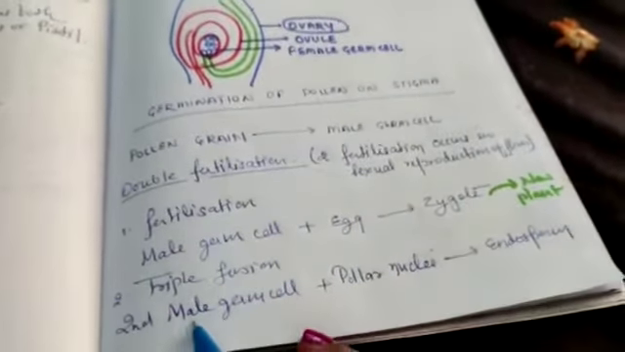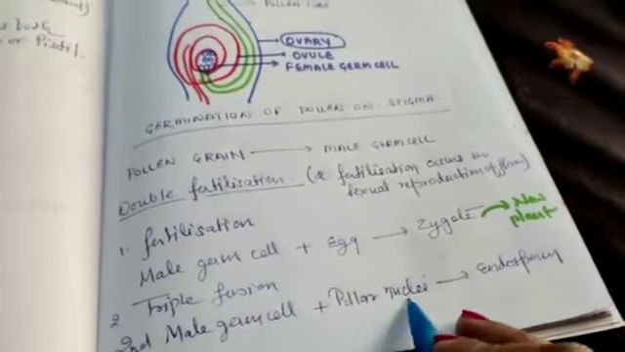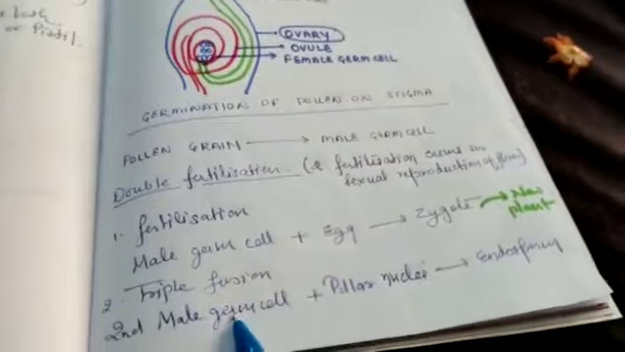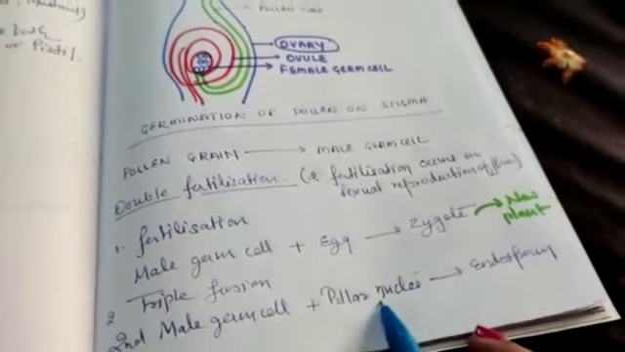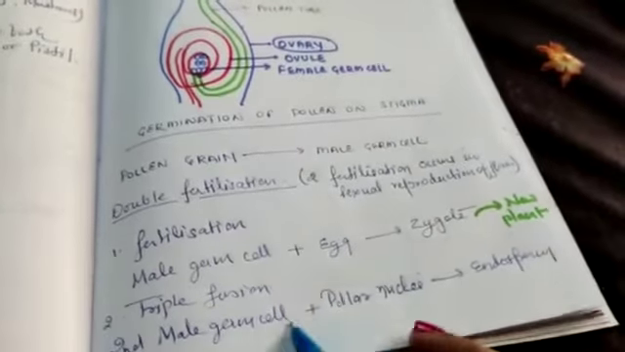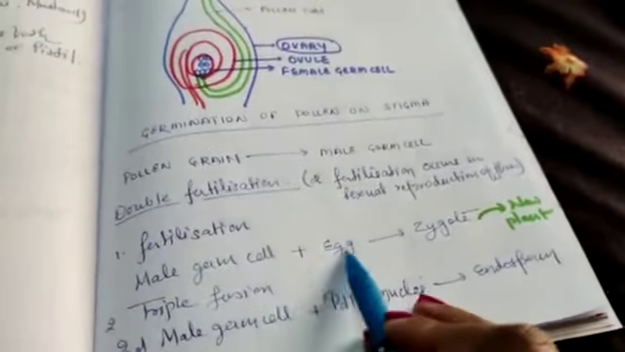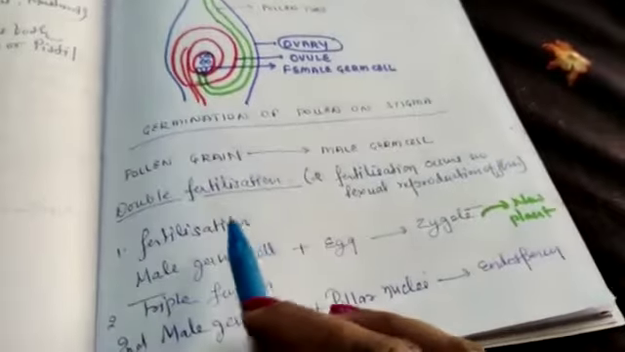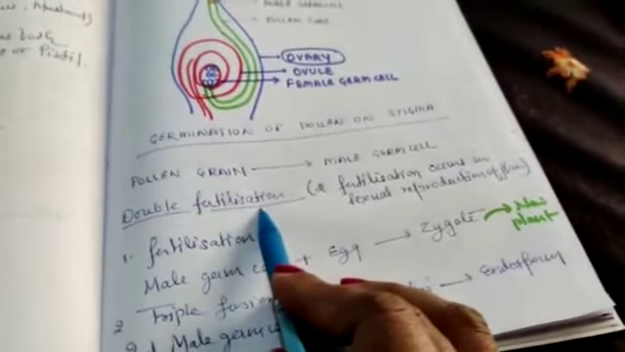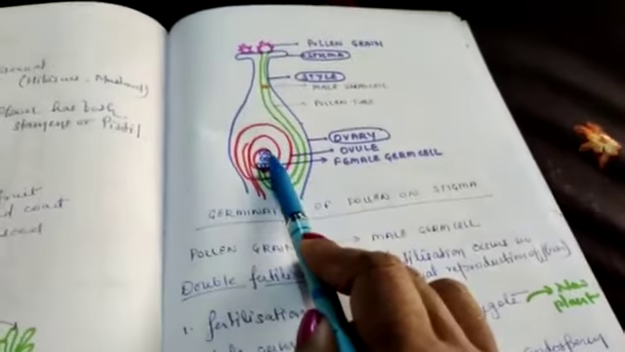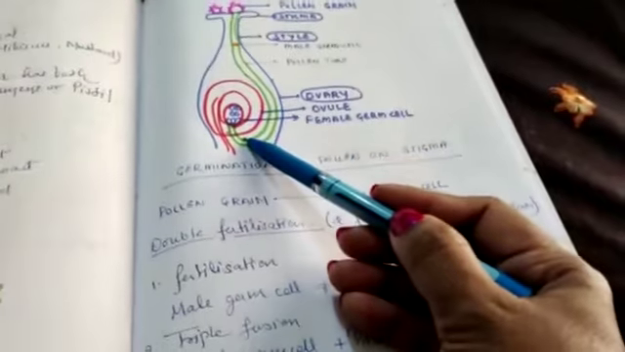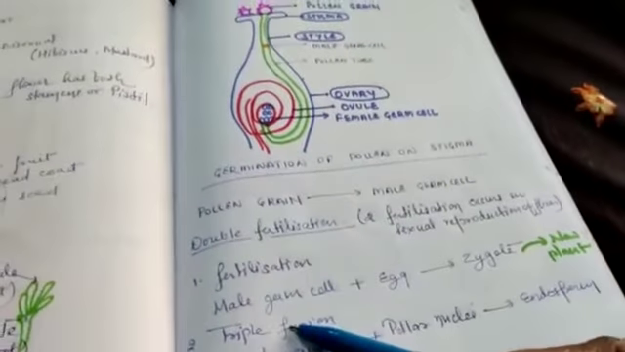Then triple fusion. The second male germ cell fuses with polar nuclei. ये जो आप यहाँ पे देख रहे हैं, these 2 polar nuclei. So the second male germ cell fuses with polar nuclei to form endosperm. So this fusion is known as triple fusion. The upper one is known as fertilization. Fertilization and triple fusion, both together are known as double fertilization. Understood? So in case of plants, in case of flower, double fertilization is occurring. One of them is fertilization, the other one is triple fusion.